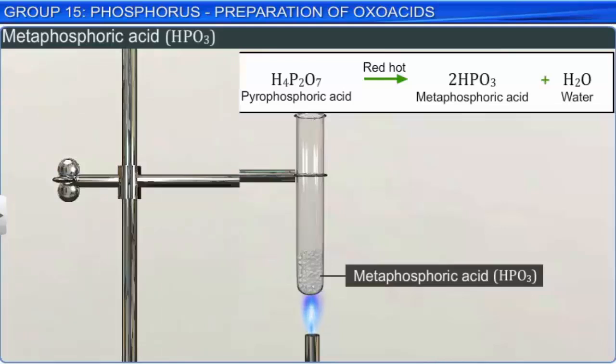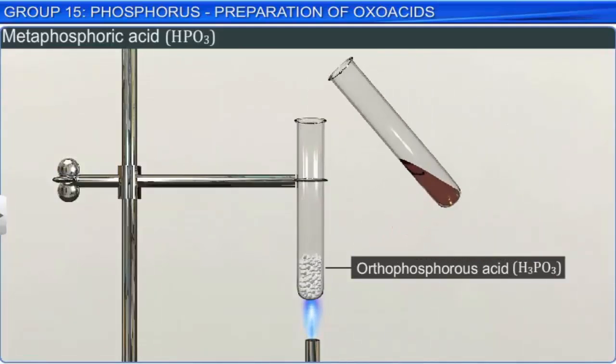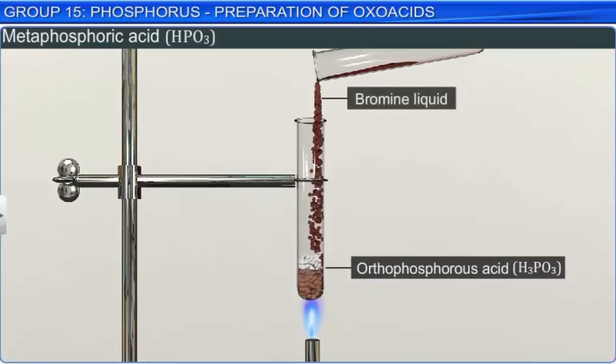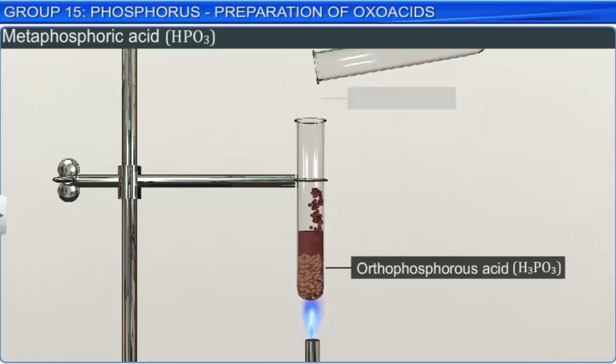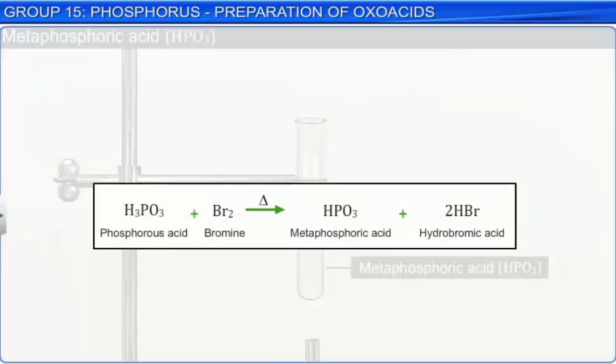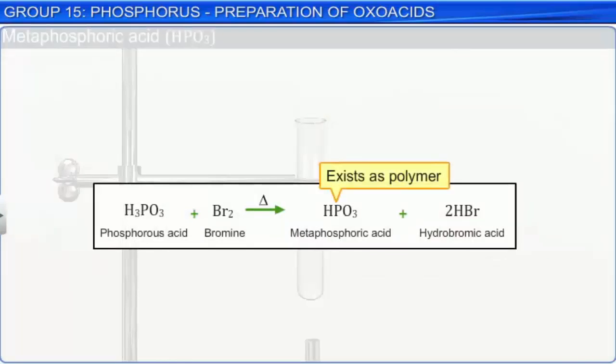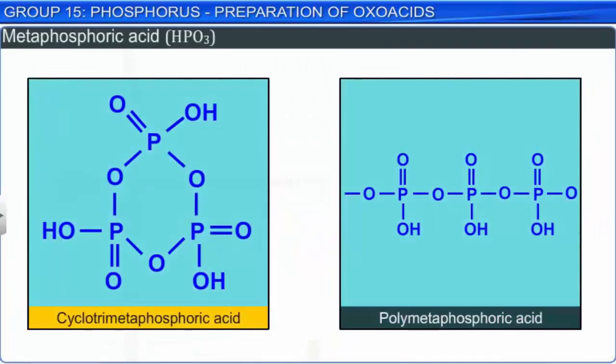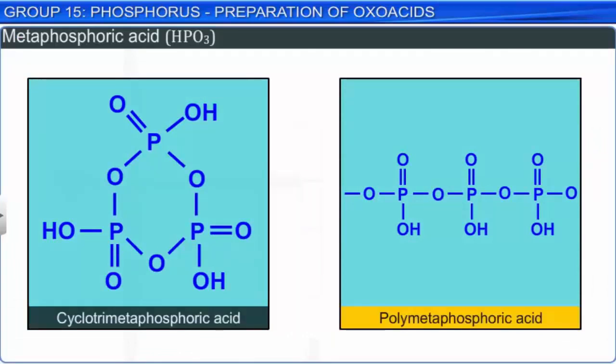Crystalline phosphorus acid, on being heated with bromine in a sealed tube, gives metaphosphoric acid. Note that metaphosphoric acid exists as a polymer. Cyclotrimetaphosphoric acid and polymetaphosphoric acid are some polymeric forms of metaphosphoric acid.